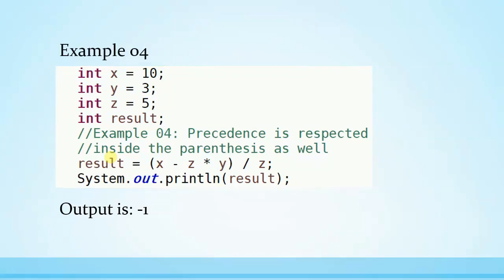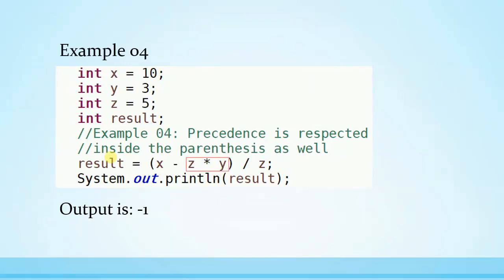So, as we already told, precedence is respected inside the parenthesis as well. So now we know that the division operator on z is not executed first, but whatever operator is within the parenthesis will be executed first. Even though the subtraction operator comes first, since the star takes the precedence, first z into y is evaluated.